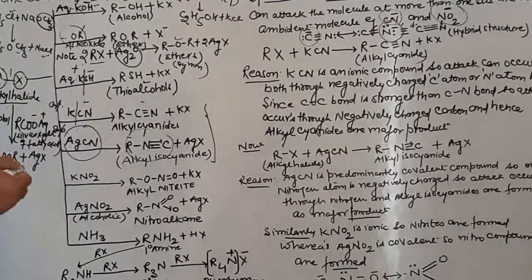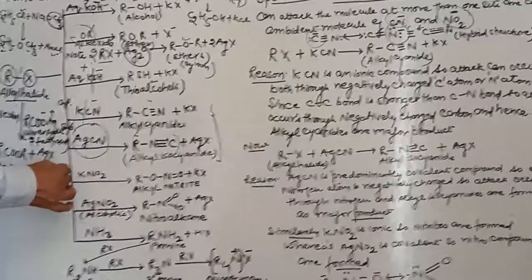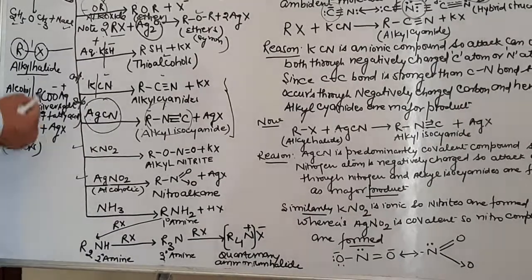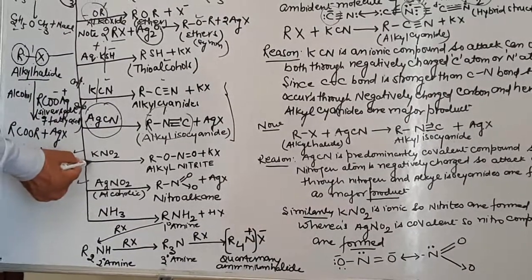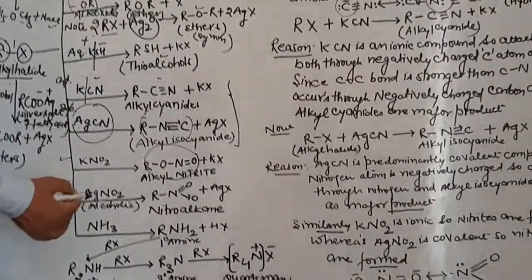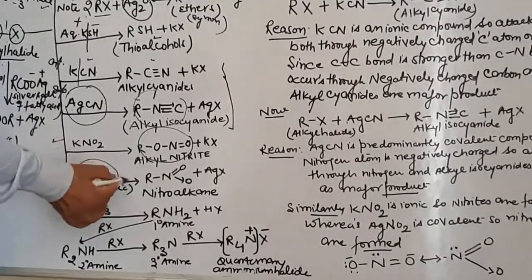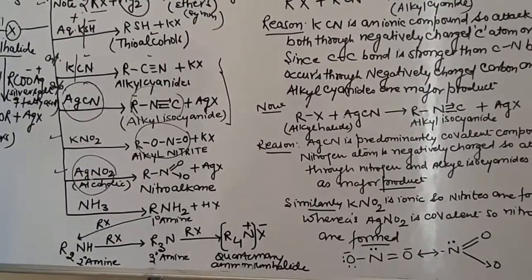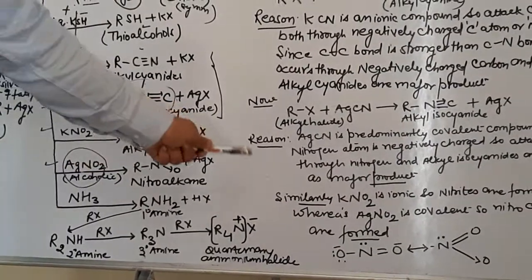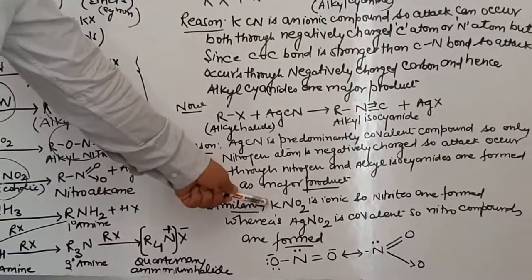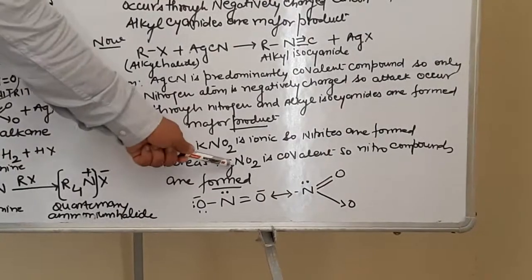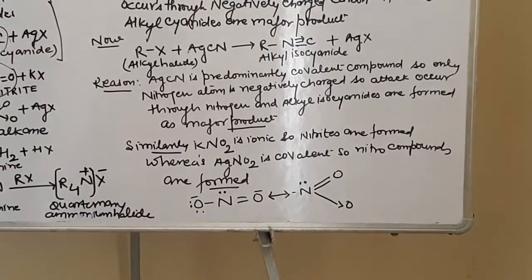Similarly over here, when the reaction occurs through potassium nitrite, KNO2, or AgNO2. When alkyl halide reacts with KNO2, it will result in the formation of alkyl nitrite. But when the attack occurs through AgNO2, it will result in the formation of a nitro compound. The reason is again the same, because potassium nitrite is an ionic compound, so nitrites are formed, whereas AgNO2 is a covalent compound, so nitro compounds are formed.